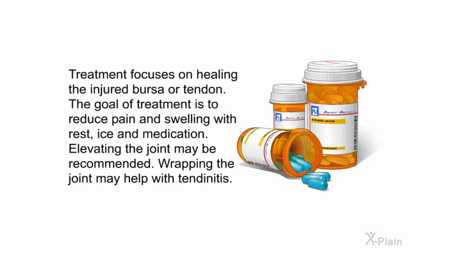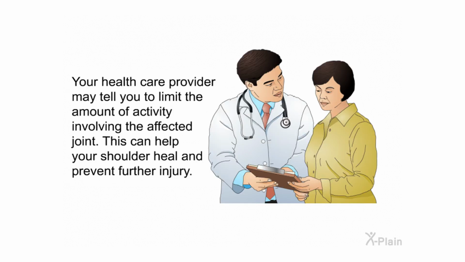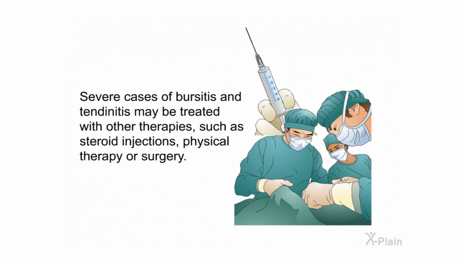Treatment focuses on healing the injured bursa or tendon. The goal of treatment is to reduce pain and swelling with rest, ice, and medication. Elevating the joint may be recommended. Wrapping the joint may help with tendinitis. Your healthcare provider may tell you to limit the amount of activity involving the affected joint. This can help your shoulder heal and prevent further injury. Severe cases of bursitis and tendinitis may be treated with other therapies, such as steroid injections, physical therapy, or surgery.